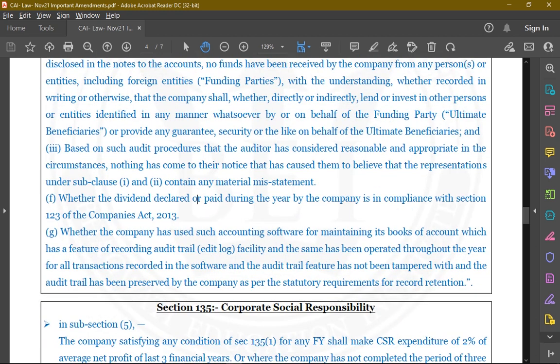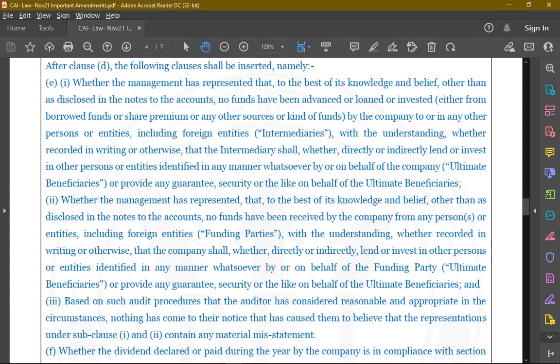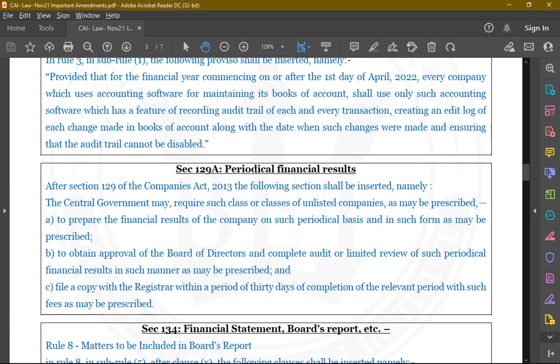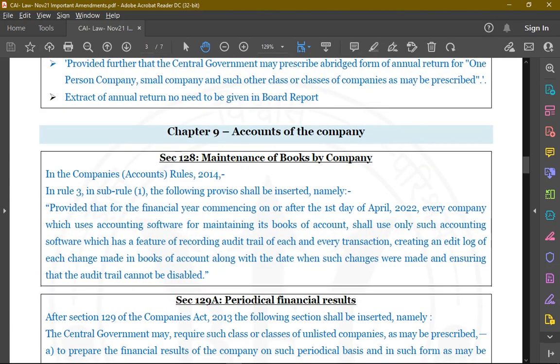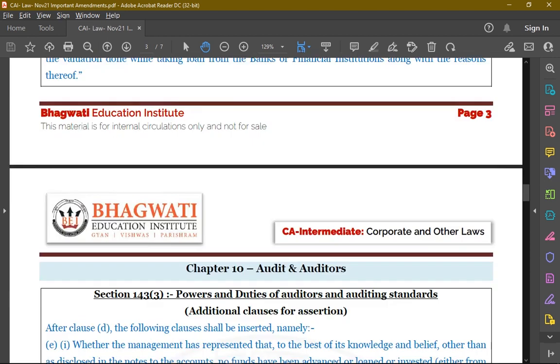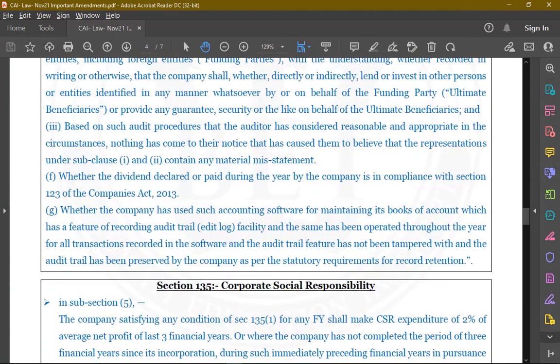G point says it is the auditor's duty to verify whether the company has used any accounting software for maintaining its books of account which has a feature of recording audit trail. So if you remember, the same thing we also did in section 128. Sorry, it is 122. Yes, section 128, that now company has to use those softwares which has the audit trail.